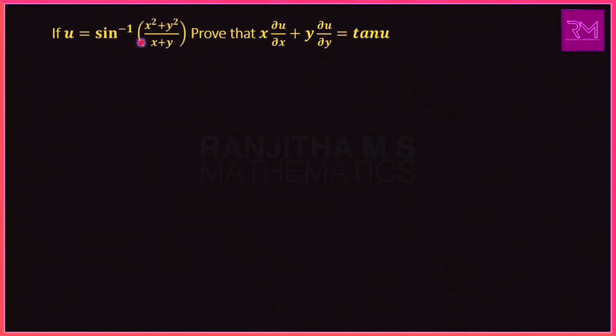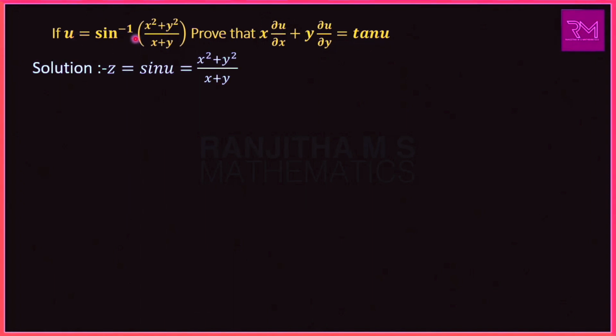If u is equal to sine inverse of (x square plus y square) divided by (x plus y), prove that x into del u by del x plus y into del u by del y is equal to tan u. Previously we had to verify Euler's theorem, but here we have to prove that x into del u by del x plus y into del u by del y is equal to tan u.